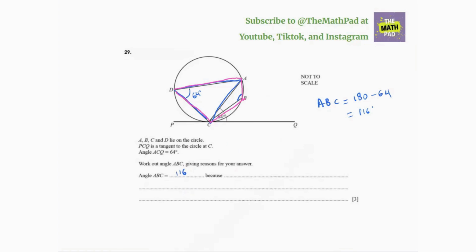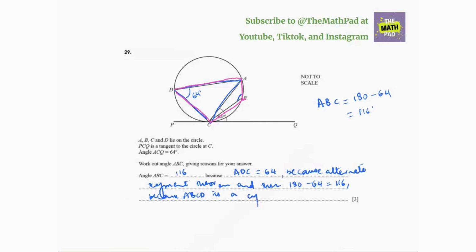So for your reason, because ADC equals 64, because of the alternate segment theorem, and then 180 minus 64 equals 116 because ABCD is a cyclic quadrilateral. That's your answer.